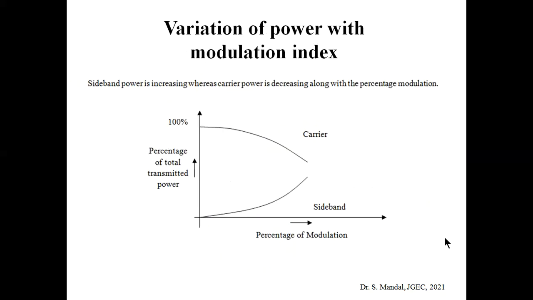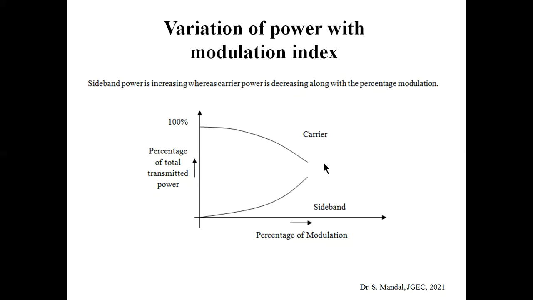Now coming to the variation of power with modulation index: how the carrier and sideband power change with respect to modulation index if we keep the total transmitted power constant. Whenever the modulation index is increased, we can observe that carrier power is gradually decreasing and sideband power is gradually increasing. This is the corresponding graph showing the variation of power with modulation index.